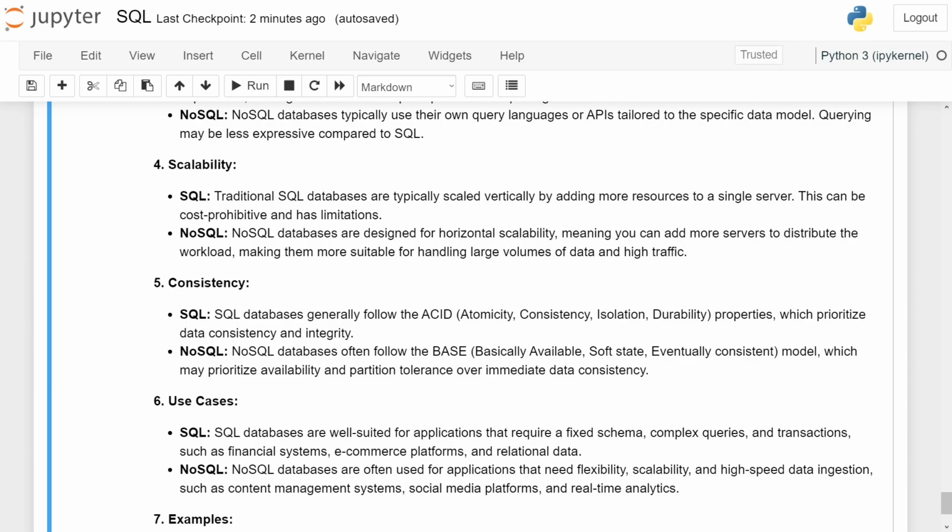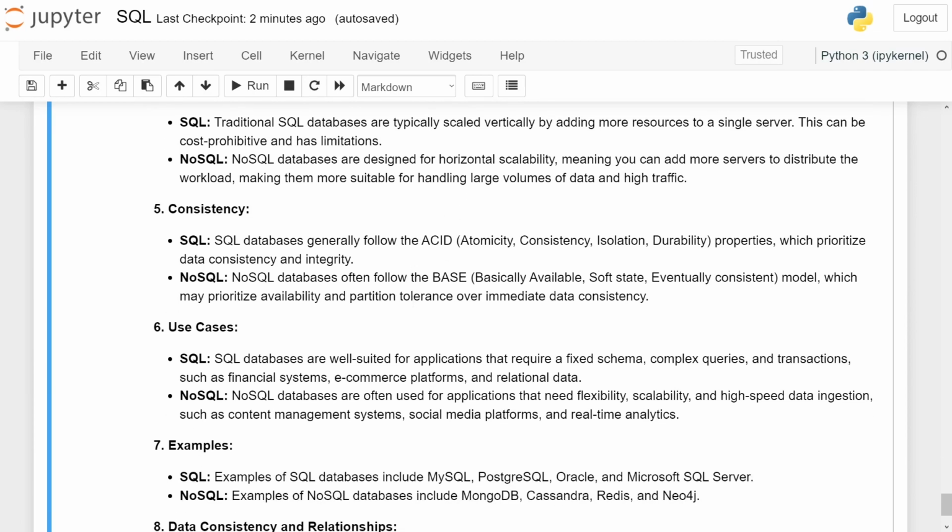Consistency. SQL databases generally follow the ACID properties, atomicity, consistency, isolation, durability, which prioritize data consistency and integrity. NoSQL databases often follow the BASE model, basically available, soft state, eventually consistent, which may prioritize availability and partition tolerance over immediate data consistency.